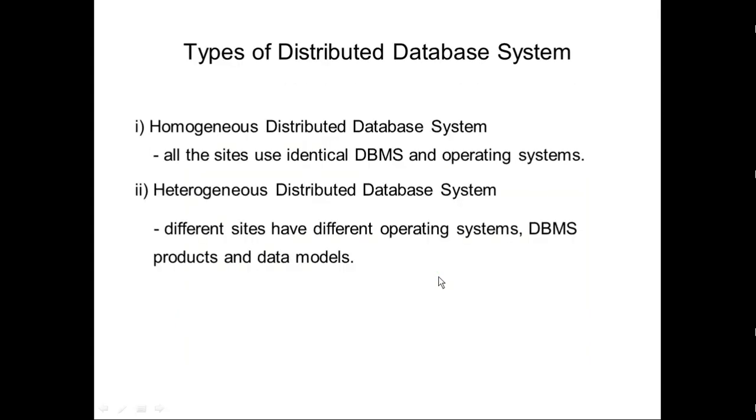There are two types of distributed database system. First one is homogeneous and second one is heterogeneous. Homogeneous means same type. In this distributed system, all the sites use the same DBMS and the same operating system. Means everything is the same. And the second type is the heterogeneous distributed database system. Heterogeneous means different. Here different sites have different operating systems and different DBMS products and different data models. Means one system can have Windows 7, another can have Windows 8, another can have Windows 10, like this.